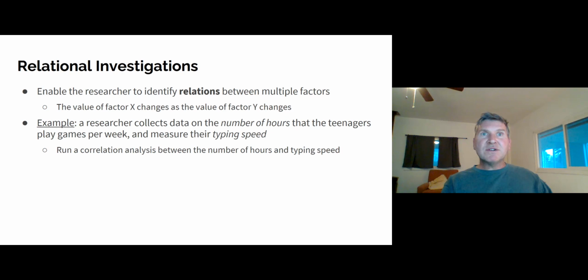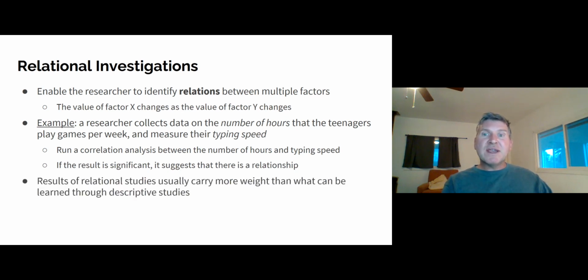So the researcher can run a correlation analysis between the number of hours and the typing speed. And if the result is significant, it can suggest that there's a relationship between the two factors. These types of relational studies usually carry more weight than the first one we looked at, which is the descriptive study. However, they don't show a causal relationship between multiple factors. And that's where the third type of investigation comes in.